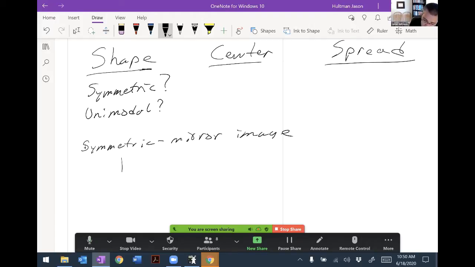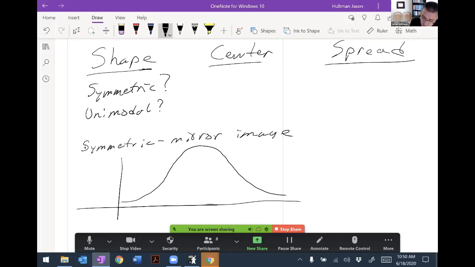So what would data look like if it was symmetric? Well, our nice bell curve is a data set that is symmetric. It is a mirror image, and it's symmetric about what we call the mean, which is mu. Mu is the mean. That's the symbol for mean, a Greek letter called mu.